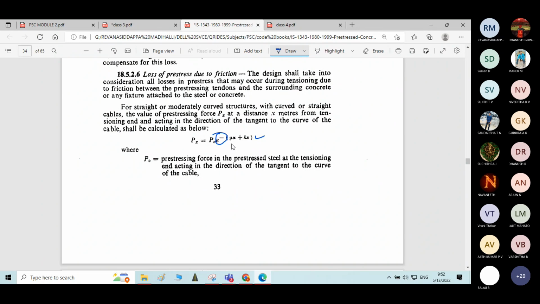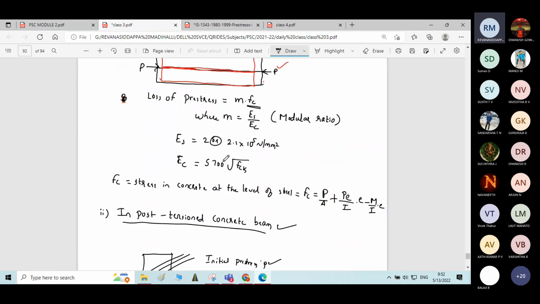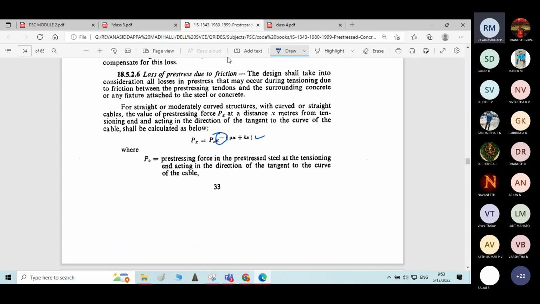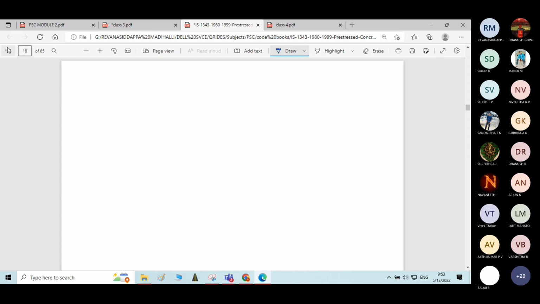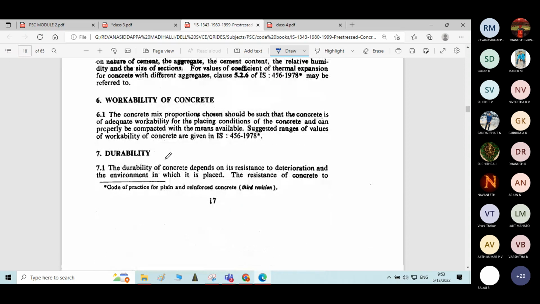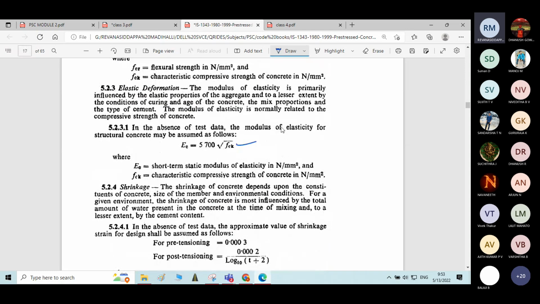One more thing. Ec is equal to 5700 root of fck, I told you this formula. This formula is given in this code book only. I think on page number 16 it is given. Yeah, here it is given. So you can pick it from this code book. This code book will be allowed for your examination. Got it?